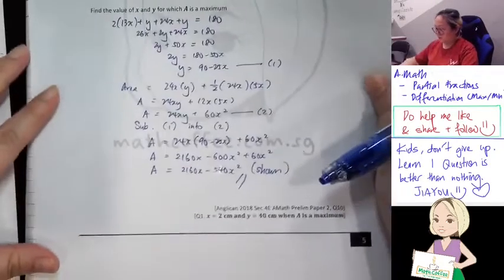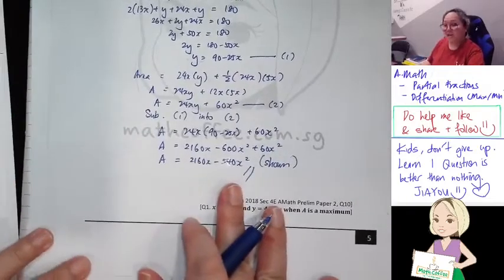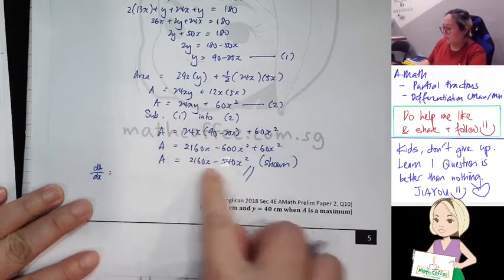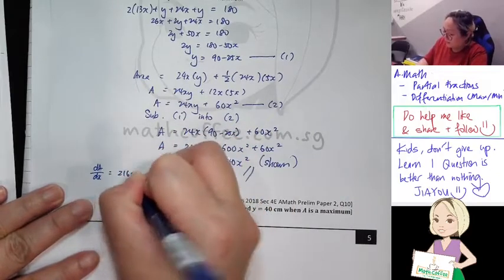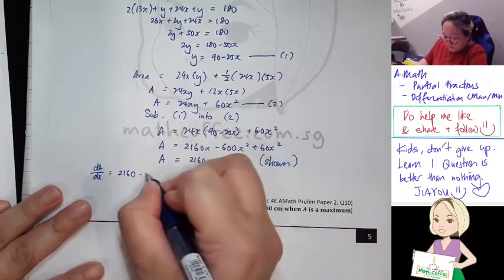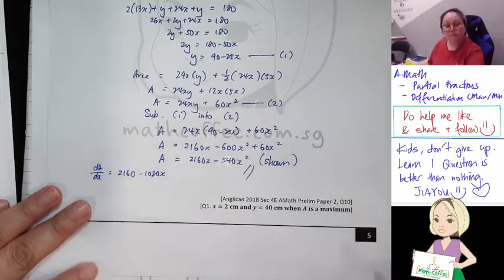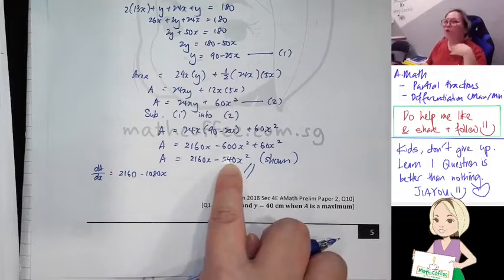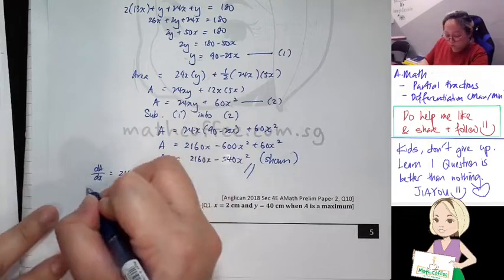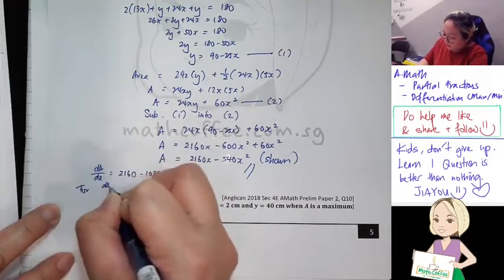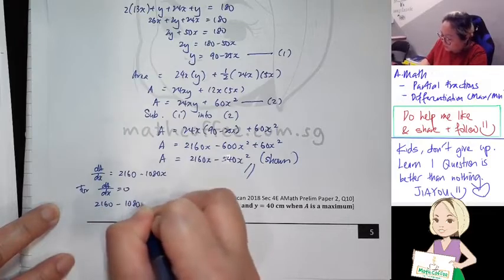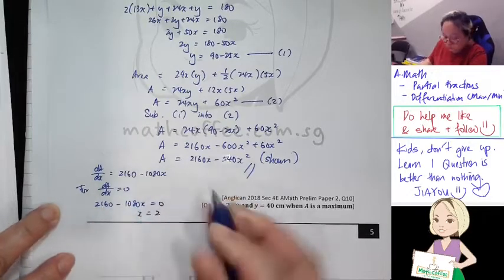So, last part. Now I'm going to do my dA/dx. So I'm going to differentiate this. I will get 2160 minus 1080x. It's just differentiating this one. Then to get the maximum or minimum, we always do dA/dx equals to 0. So the differentiation equals to 0, and we will get 2160 minus 1080x equals to 0. So we get x equals to 2.